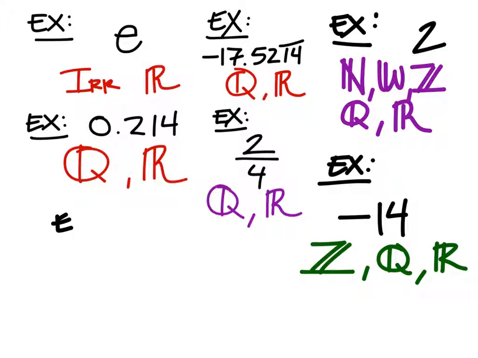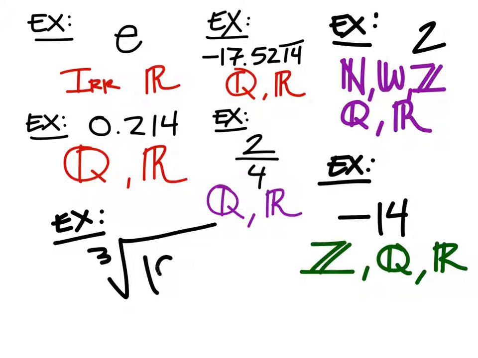What about one more example on it? Let's do the cube root of, what do you guys want? 10. How would we classify these? Irrational and real. Correct. Irrational and real. There it is.